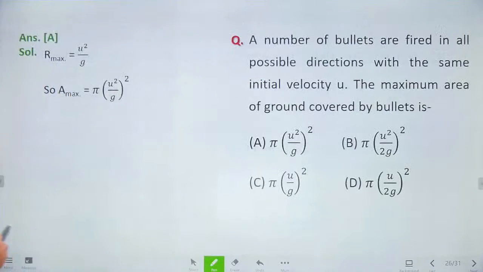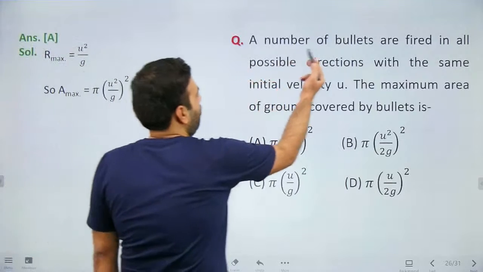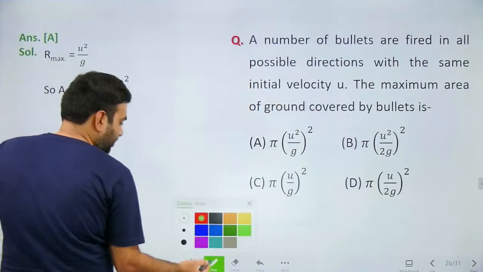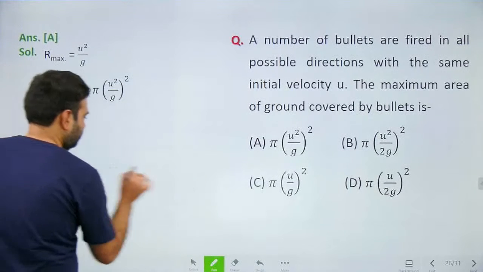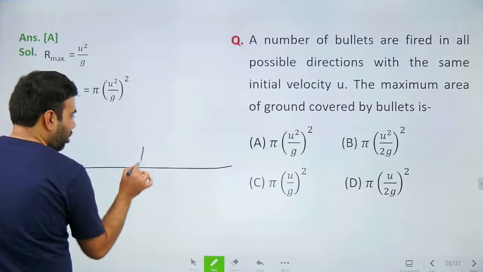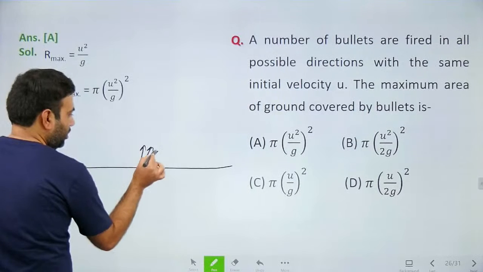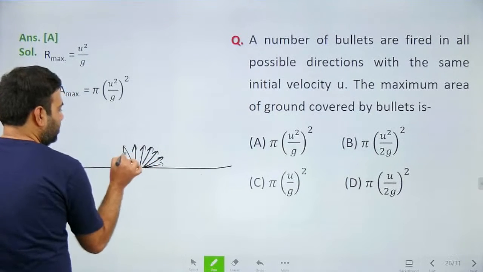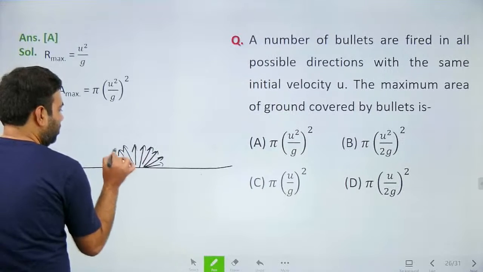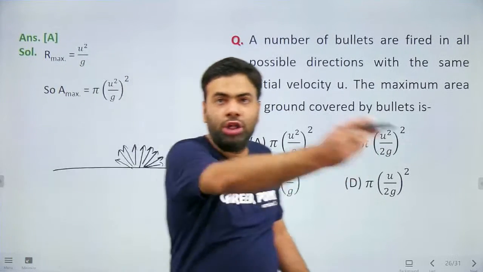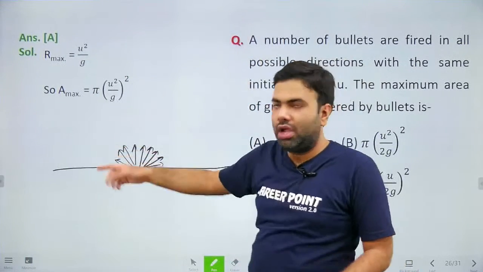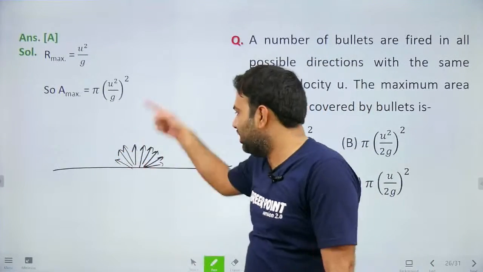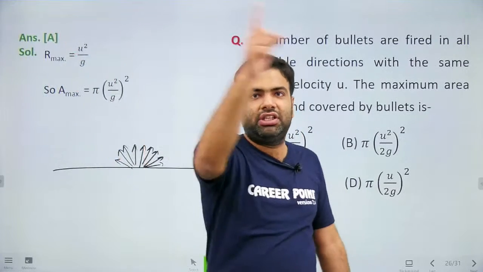So the question is this: a number of bullets are fired in all the possible directions. What does it mean? See, we have a gun and we are firing in all the possible directions. Try to imagine this in 3D. This is only 2D. I have made all the possible angles in 2D, but try to imagine it in 3D. The same thing I am doing in every direction.